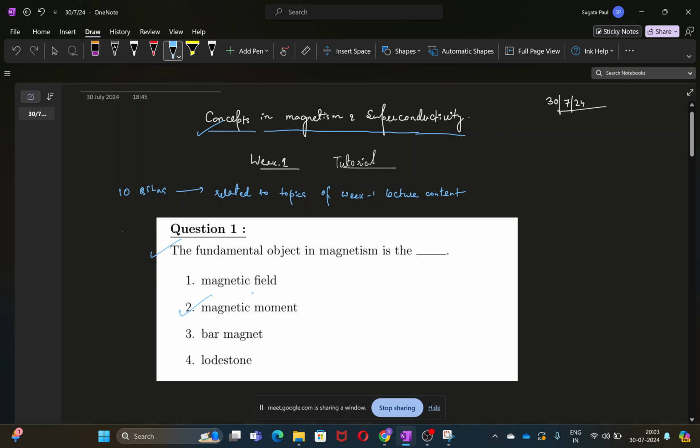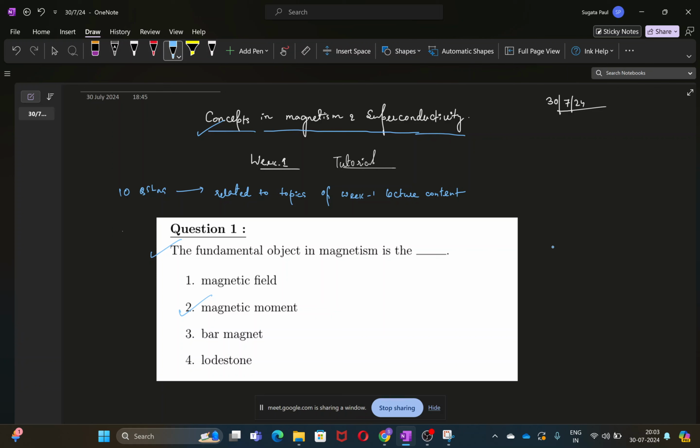Now you can see the other options are magnetic field, bar magnet, lodestone. Bar magnet and lodestone are some magnetic objects, so these are not fundamental things that we can talk about. Other than that, magnetic field is not a fundamental object in magnetism, because first you have to understand why magnetic moment is the most fundamental thing. It is the most basic concept of the course, right? So I'll elaborate on it a bit. You may know it already, but I like to elaborate on it a bit.